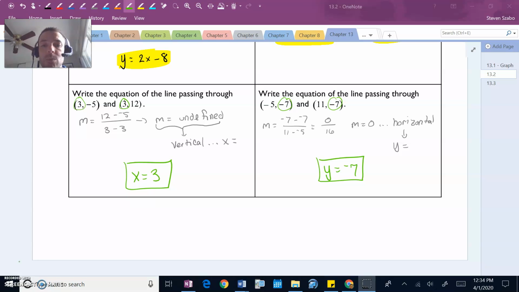And for the horizontal one, if you see that your y-coordinate was the same, you can go straight to your y equals negative 7. If you don't see that the y-coordinate's the same, you're going to see it in the slope. The slope is 0. That's a horizontal line, or a y equals.